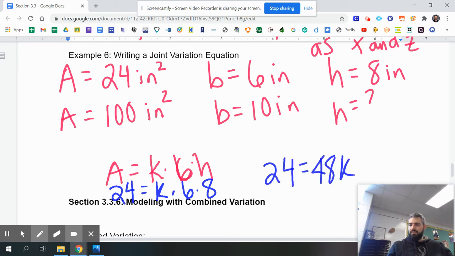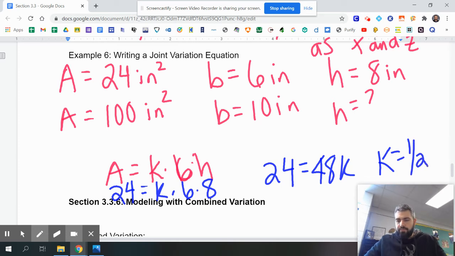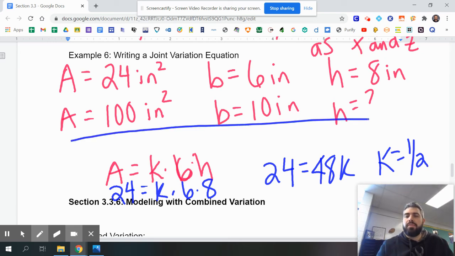So we're going to say 24 is equal to 48K. So what's K going to be? Well, K is going to be 1/2, right? And so we figure that out, we say k is equal to 1/2. If you're not sure how we got 1/2, you just take 24 divided by 48. It's 1/2.